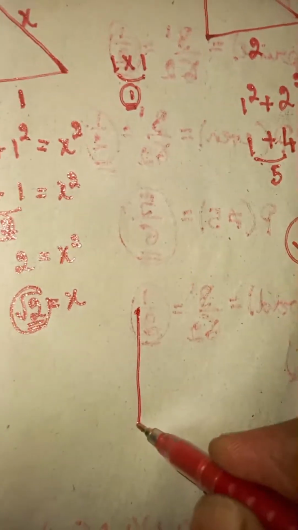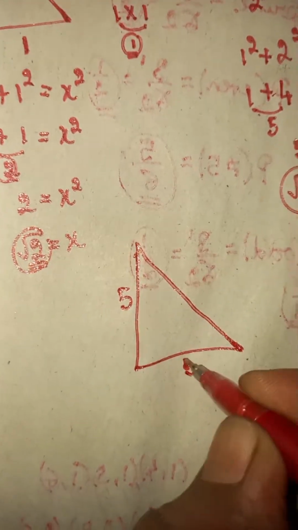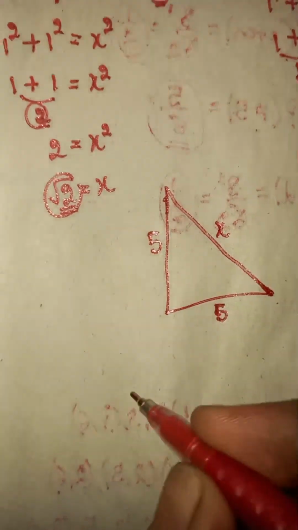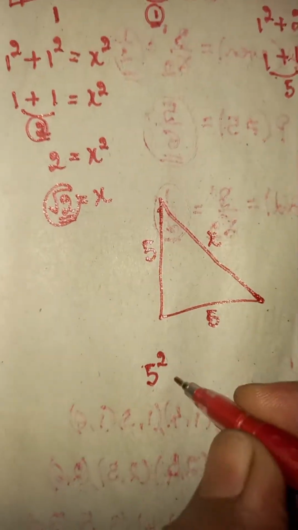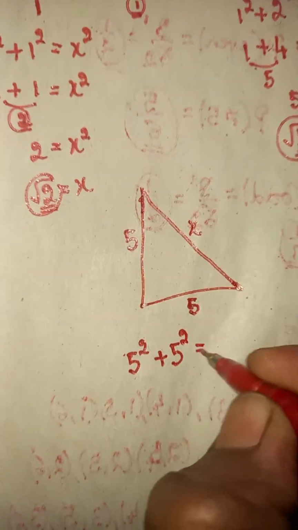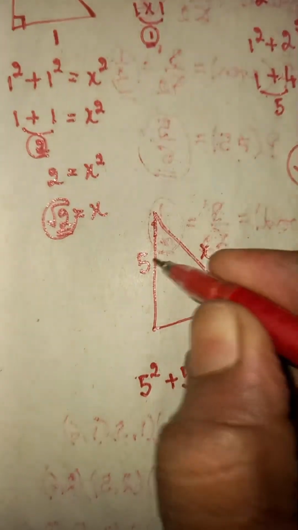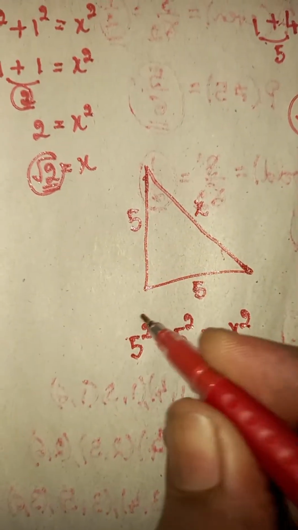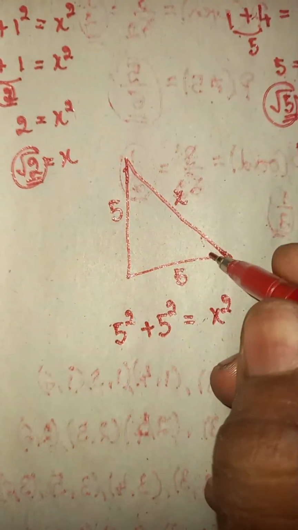Let's find out about another triangle. In this triangle they have given this side length as 5 units and this side length also as 5 units. You need to find out the hypotenuse length. Take this 5 square, this side length square, and add this side length square, that is also 5 square, which gives rise to the hypotenuse square. The sum of the other two sides' squares must be equal to the hypotenuse square. So 5 square plus another 5 square becomes equal to this hypotenuse square.